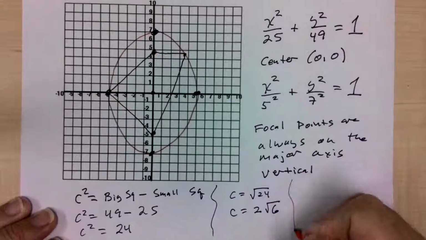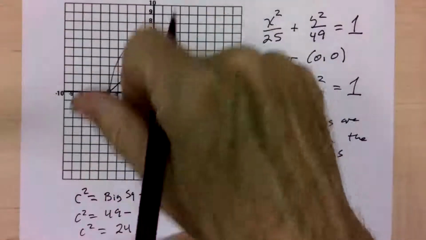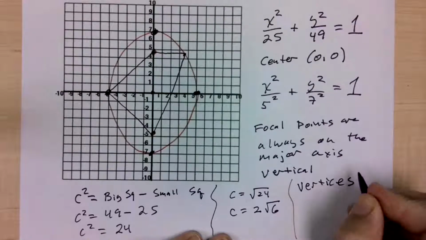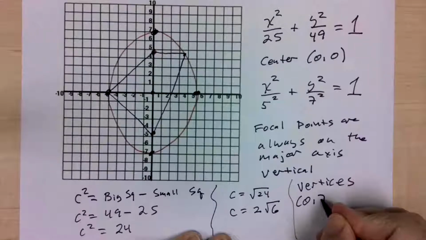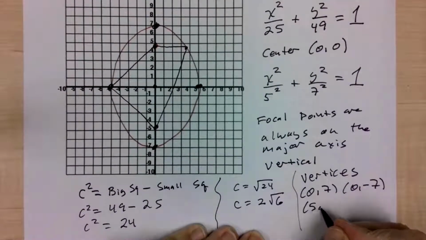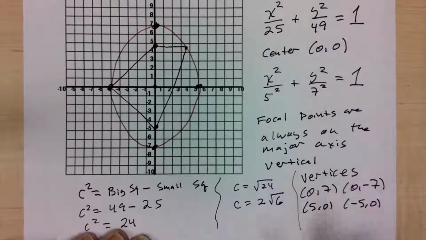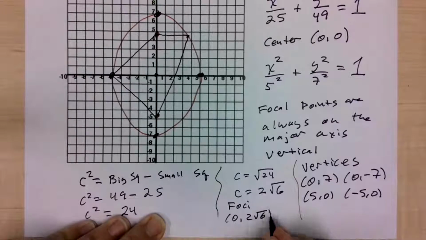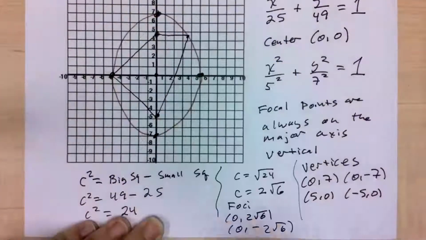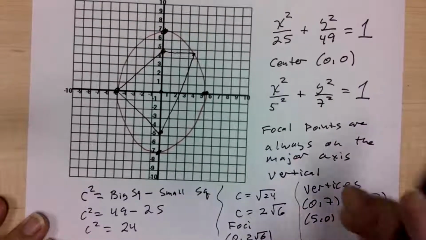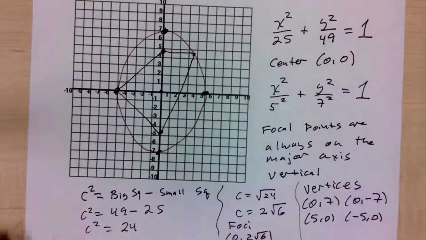In terms of our vertices, where are they? Some textbooks say the vertices are only on the major axis. Other textbooks say they're all four that define the ellipse. So I'm going to give you all four vertices. The vertices on the major axis are 0, 7 and 0, -7. On the minor axis, we'll say 5, 0 and -5, 0. And regarding the foci, the focal points: 0, 2√6 and 0, -2√6 will be our two focal points. That's where the push pins go. We connect the string and draw all the way around to create our ellipse. In this example, our major axis was vertical because the larger denominator was under the y squared.